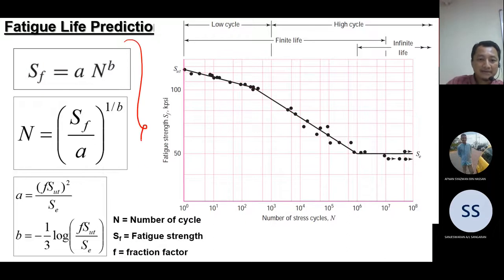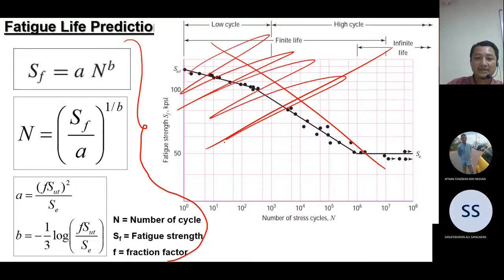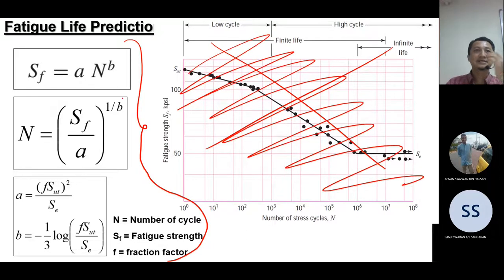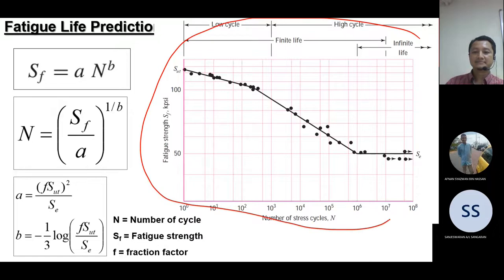Kenapa kita nak pakai benda-benda macam ni, graf, equation-equation macam ni? Kita pakai equation ni bila kita tidak ada graf. Maksudnya, kalau graf ni tak ada, kamu boleh guna equation sahajalah, kalau dia bagi A berapa, B berapa. Tapi kalau ada graf, kita guna graf. Use a graph if you have the data. You will not make too much mistake.